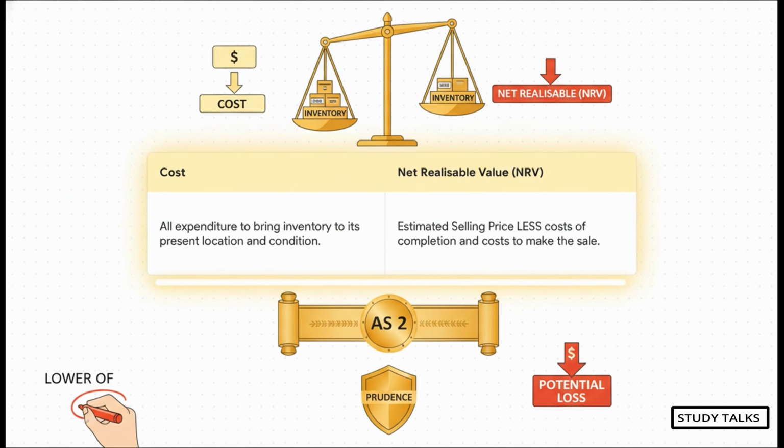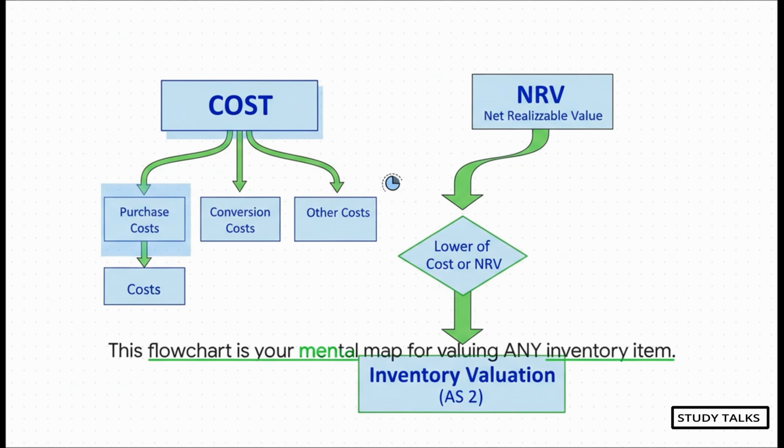And here it is, the big one, the golden rule of AS2. I want you to tattoo this on your brain. Inventory is valued at cost or net realizable value, whichever is lower. This all comes down to a core accounting principle called prudence. It basically means don't count your profits before they're earned, but do account for losses as soon as you see them coming. So if your inventory isn't worth what you paid for it anymore, you have to recognize that loss now.